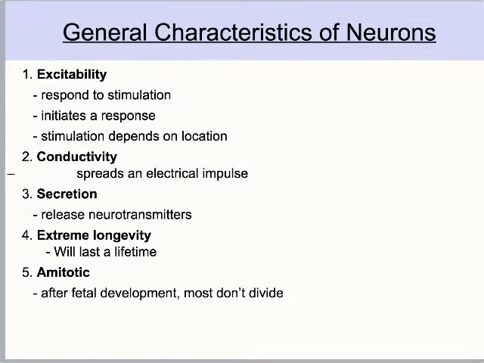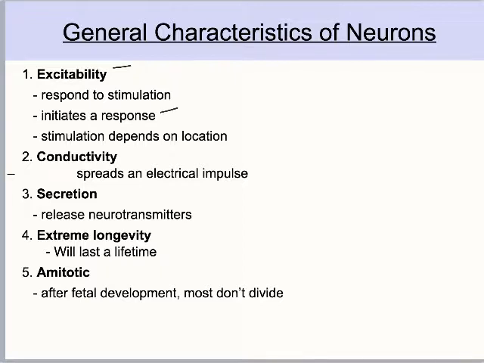If you look at a neuron, if you ever found a cell, and you had to say, what kind of cell is this? How would you characterize it as being a neuron? The way that you would do that is you're going to look for these big things. The first one I have is excitability. A neuron can respond to stimulation. So it's going to respond to something happening to it.